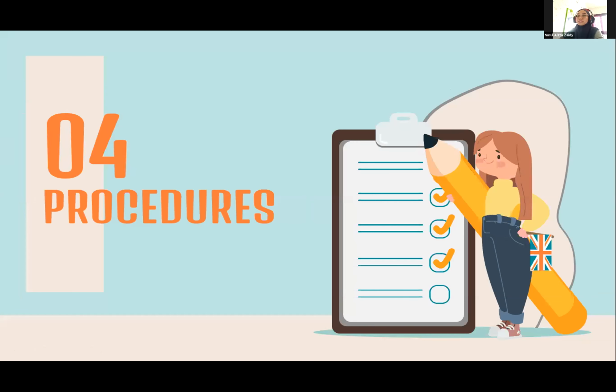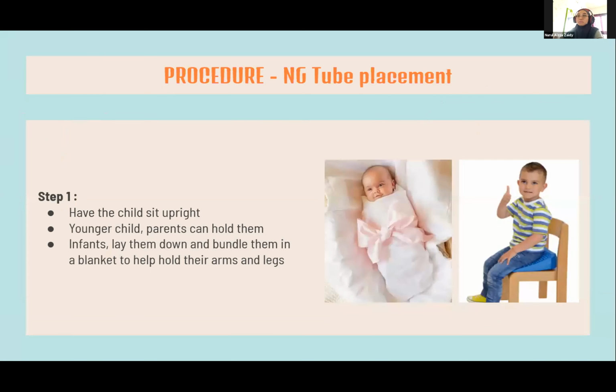Next, we are into the procedures. For the procedure, the first one is the NG tube placement itself. Step one, have the child sit upright like this, or in younger children who cannot sit on their own, the parents can hold them. And in infants like this, lay them down and bundle them in a blanket so that their arms and legs are not moving.